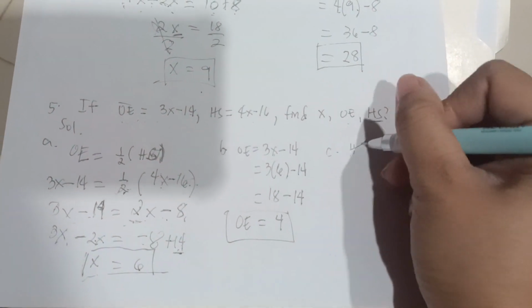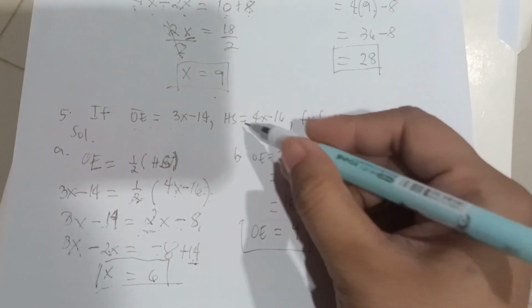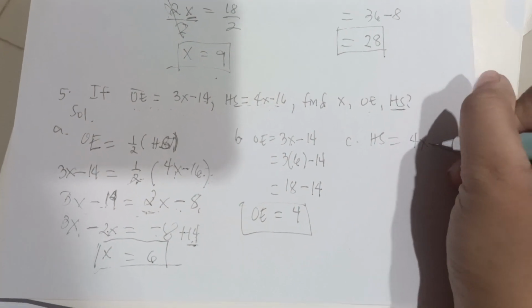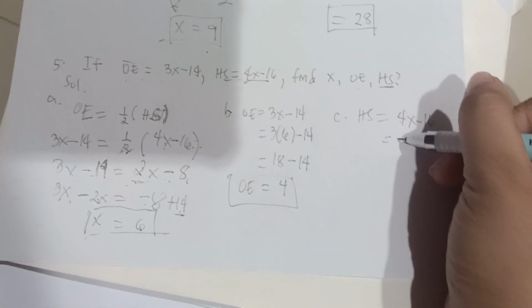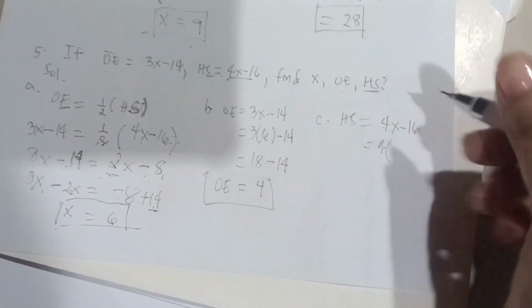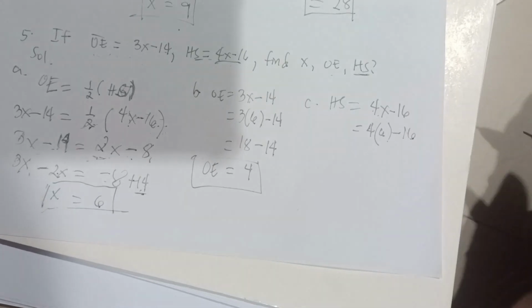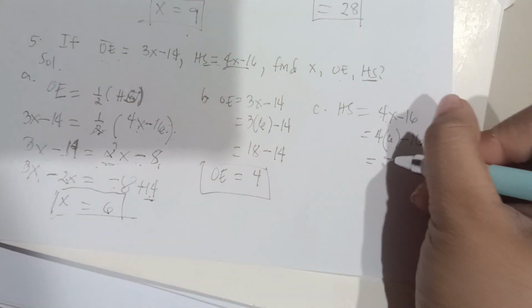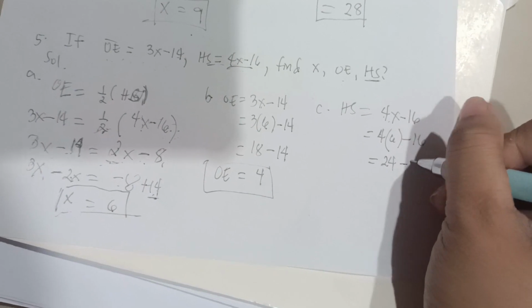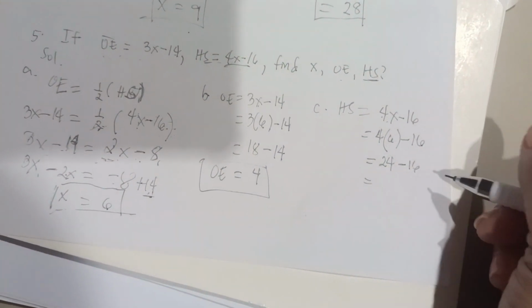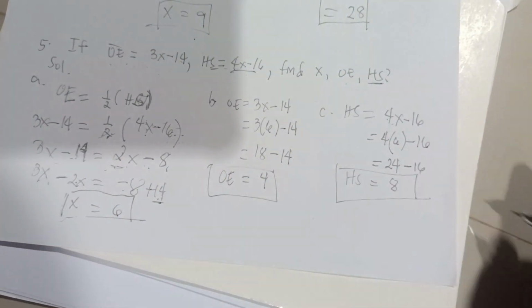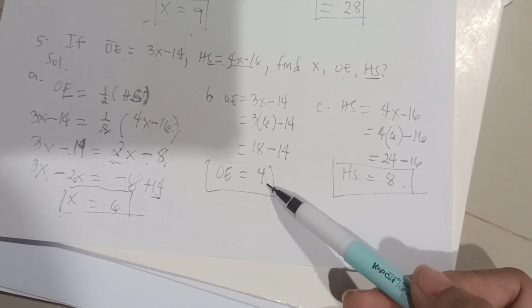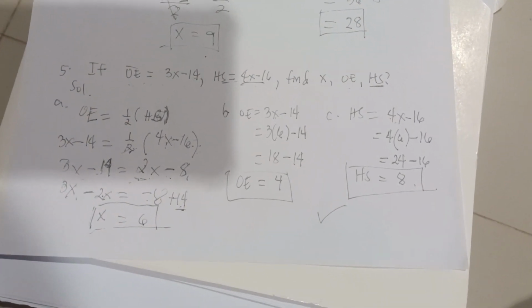Our letter C is HS. So where do we get the formula? From the given. It is 4x minus 16. Okay? Copy, equal 4. x is 6, minus 16. 4 times 6 is 24 minus 16. 24 minus 16 is just 8. So, 8. Is 8 twice of 4? Yes, so our answer is correct. That's all. Thank you very much.